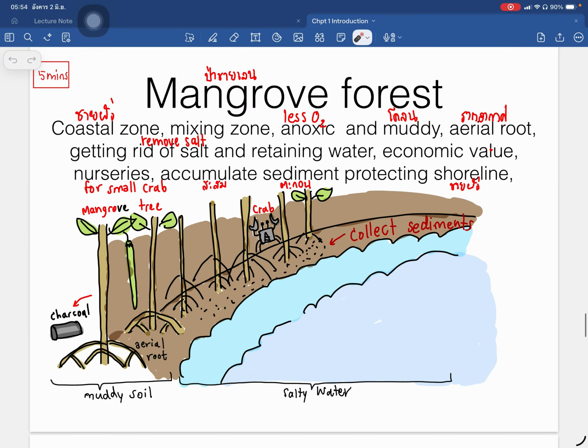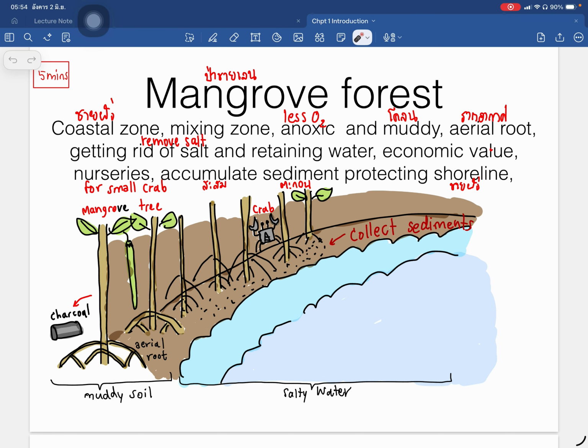The mangrove. Okay, the mangrove occurs along the coastal zone. It is a mixing zone between the soil and the water. The character of the soil here we call anoxic, meaning low oxygen in the soil, and the soil is very muddy. So the plants need to develop aerial roots. The aerial roots help to take oxygen from the air into the ground through the root.